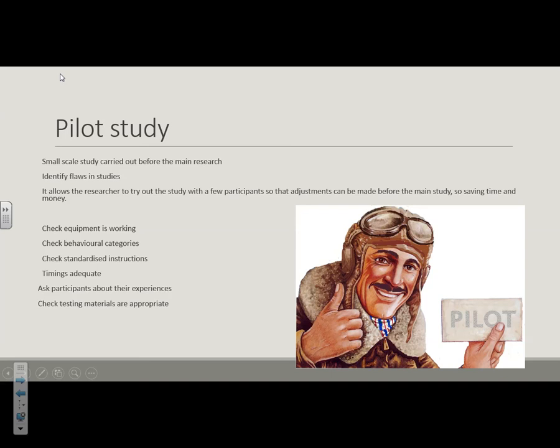So we do have something called the ceiling and the floor effect. The ceiling effect is when the test is so easy that everybody aces it, no matter whether you've had caffeine or not had caffeine, whatever it might be. It's not helpful because everybody gets full or nearly full marks.